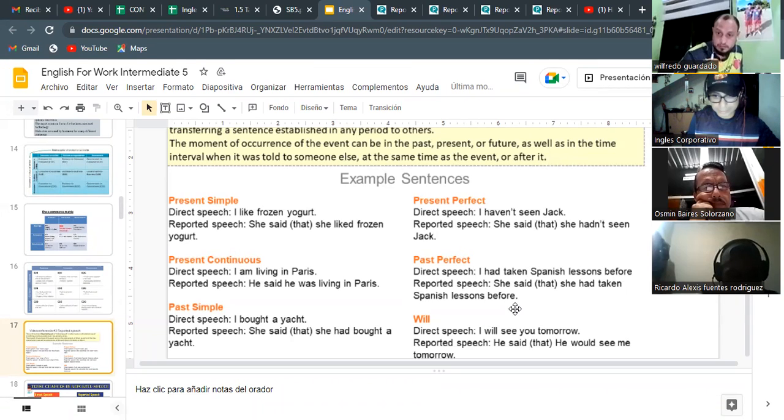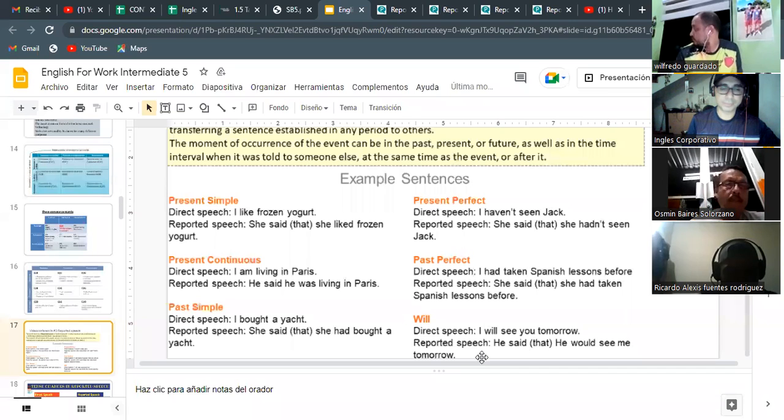Okay, for will, you remember that the past of will is would, right? When we are going to speak about the future in the past, we use would. So again, the direct speech with will is, I will see you tomorrow. And in the reported speech, we're going to change will for would. He said that he would see me tomorrow. Okay, will for would. That will be it.